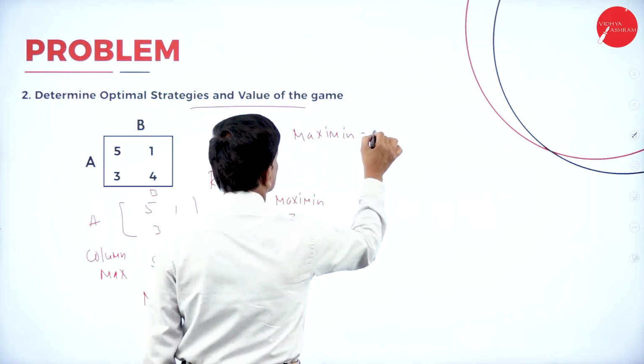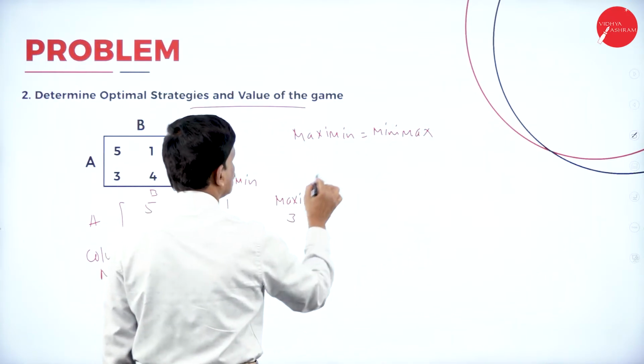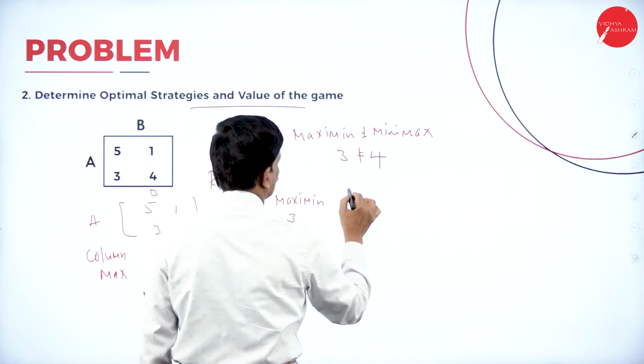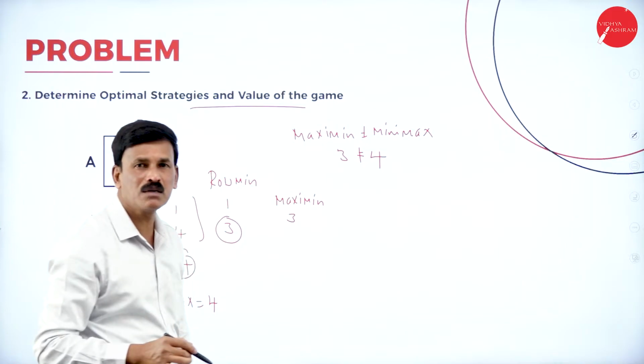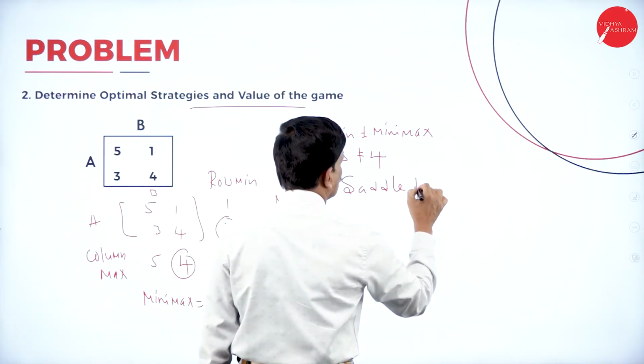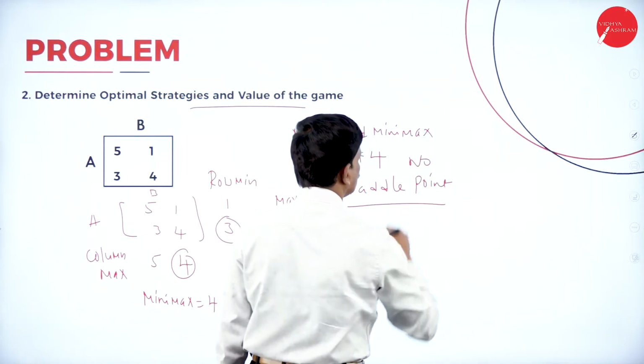Maximin is equal to minimax? So maximin is equal to 3 and minimax is 4. These two are not equal. So that means the saddle point does not exist. No saddle point for this.